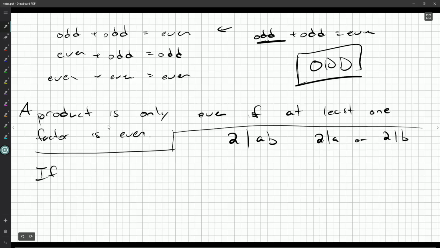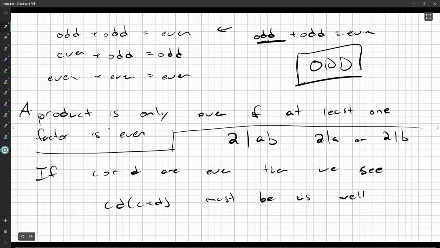So if c or d are even, then we see c times d times (c plus d) must be as well, since those are factors. And so if c is even, then you've got an even factor. If d is even, then you've got an even factor. The only case that isn't covered so far is what if both c and d are odd?